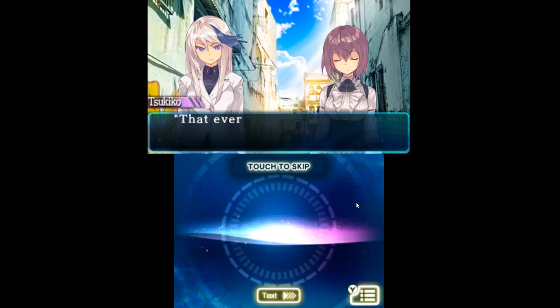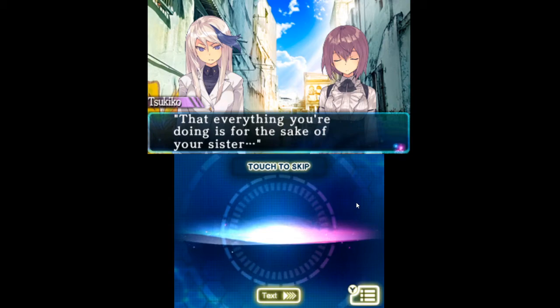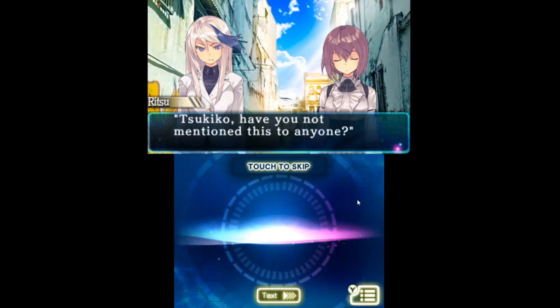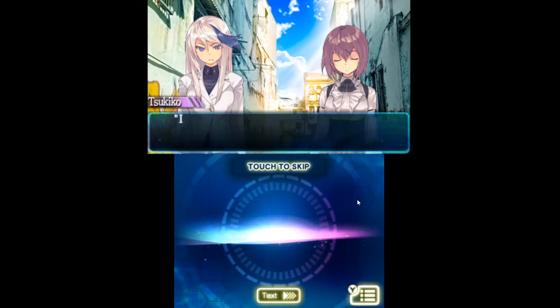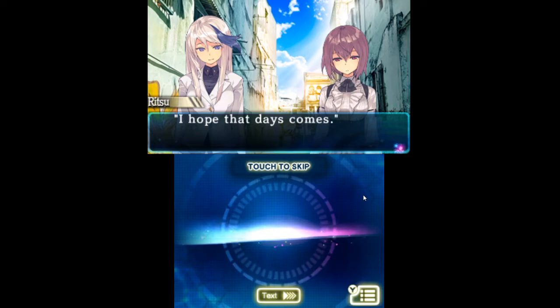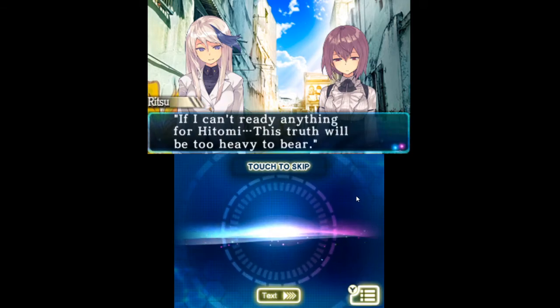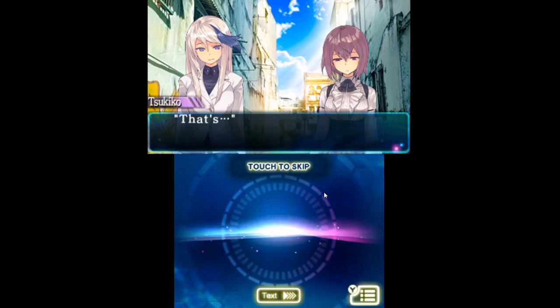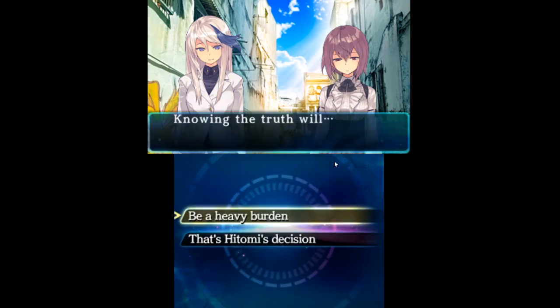No one's even noticed yet that everything you are doing is for the sake of your sister. Tsukiko, have you not mentioned this to anyone? I have not, nor will I. I always wanted them to hear it from you personally. I hope that day comes. I wonder how long I will live after that. If I can't ready anything, this truth will be too heavy to bear. Knowing the truth will.